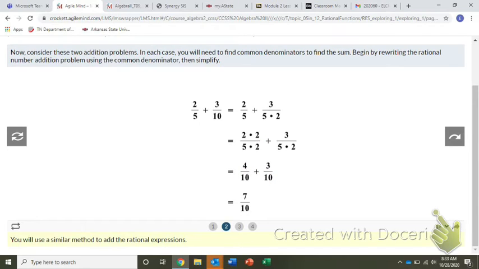Now, once your denominators are the same, you can simplify. You only simplify the numerator. You do not say 10 plus 10 is 20. You leave your 10 and you simplify the numerator. In yesterday's notes, it was the last section that we did, adding and subtracting. We wrote the steps down. Go back and look at them. I promise it tells you exactly what to do. Okay?